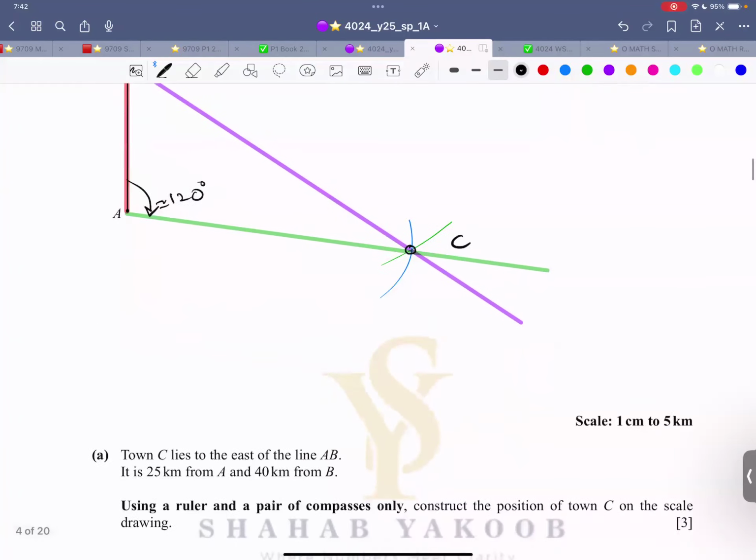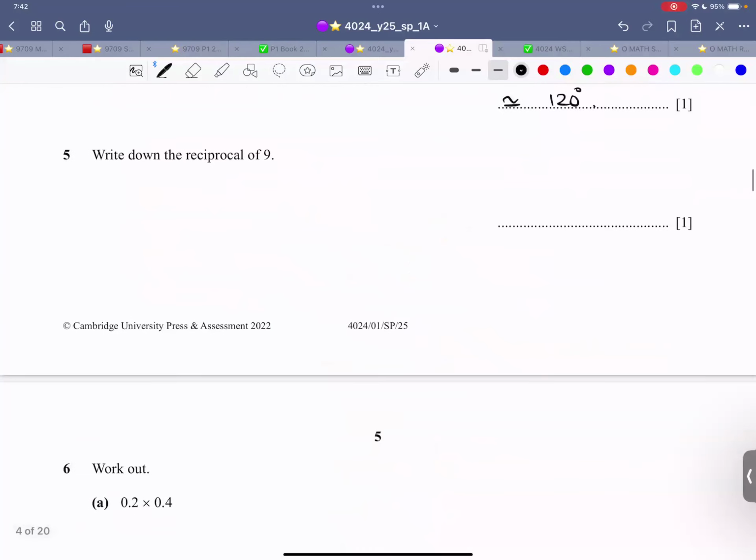So now that is the basic construction because loci is no more part of the syllabus. Question 5 is too basic. Write down the reciprocal of 1/9. Reciprocal of 1/9 is 9. What kind of question is that?